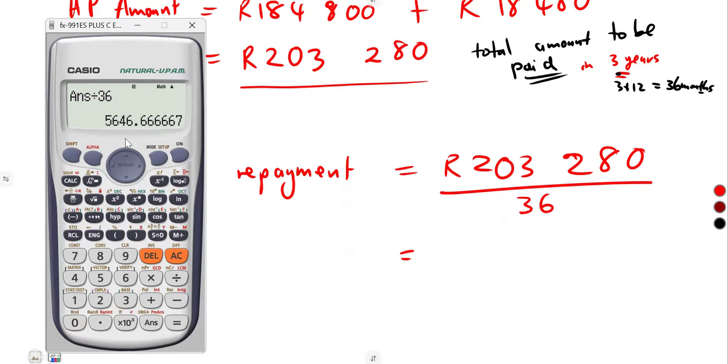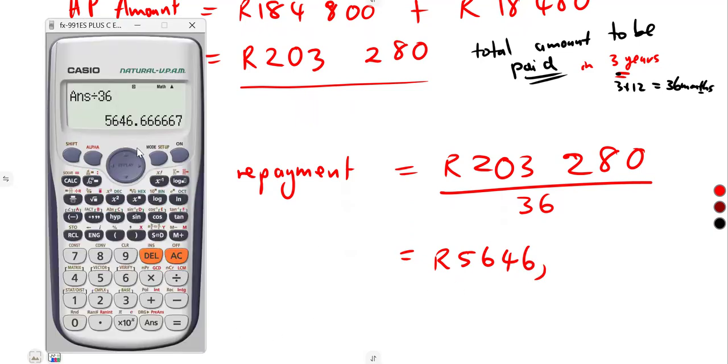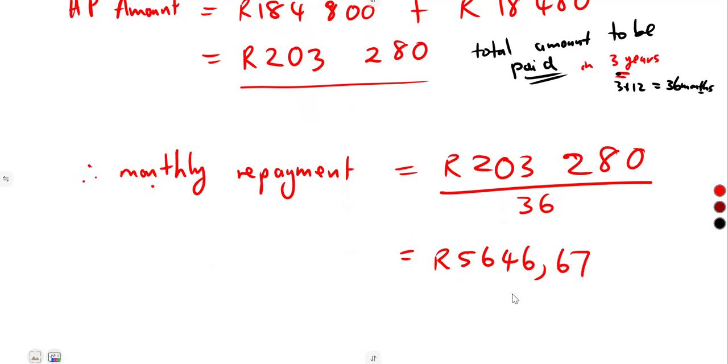Let's do this. 5,645.646, comma. We're going to round off to two decimal places. So the 6 is going to change this one into a 7. So that's it. That is monthly. Our monthly repayment is going to be this value.